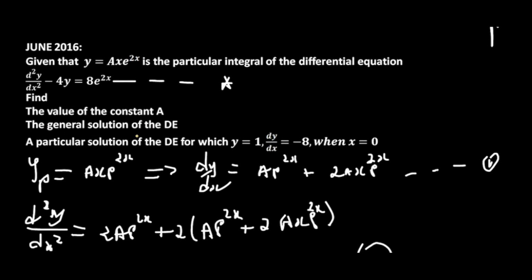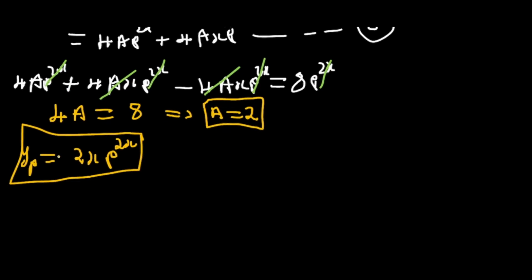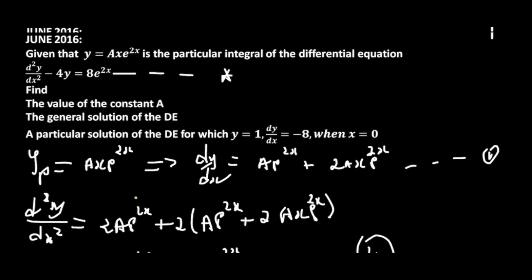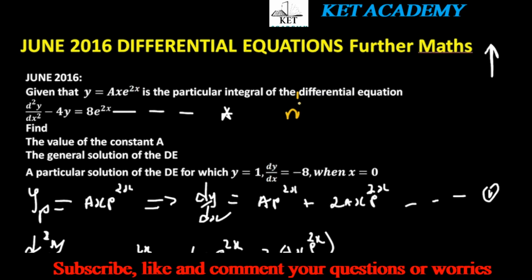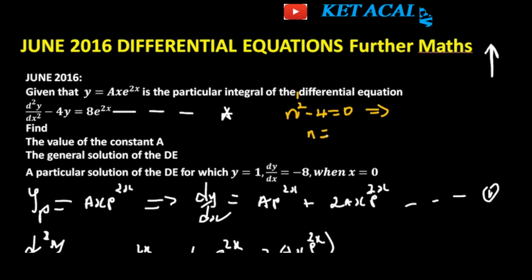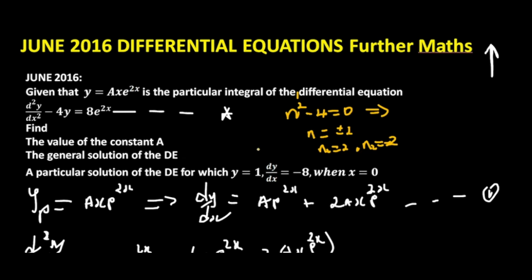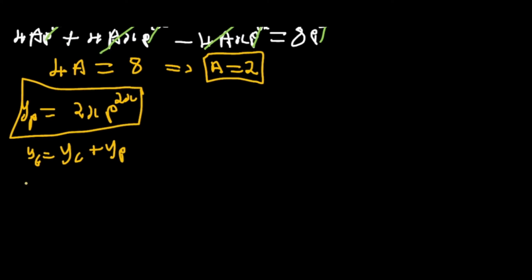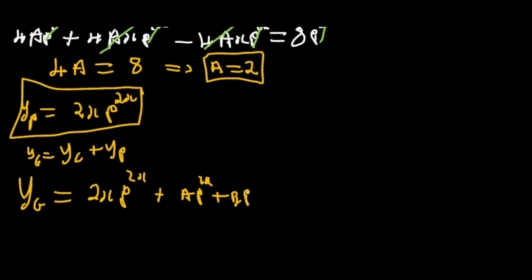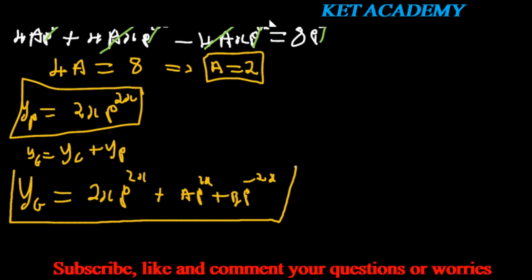Now they ask for the general solution of the differential equation. To get our general solution, we know that y general should be y complementary plus y particular. We see clearly that we have n squared minus 4 equals 0. So this implies that n will be equal to plus or minus 2. So n1 is 2 and n2 is minus 2. Since there are two real and distinct roots, our general solution will be equal to 2x e to the 2x plus a e to the 2x plus b e to the minus 2x. So basically that is it.